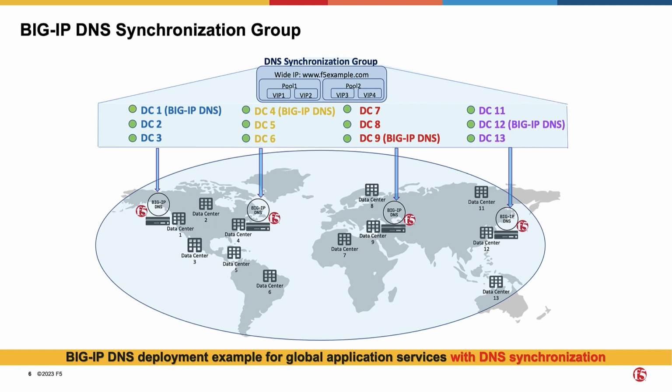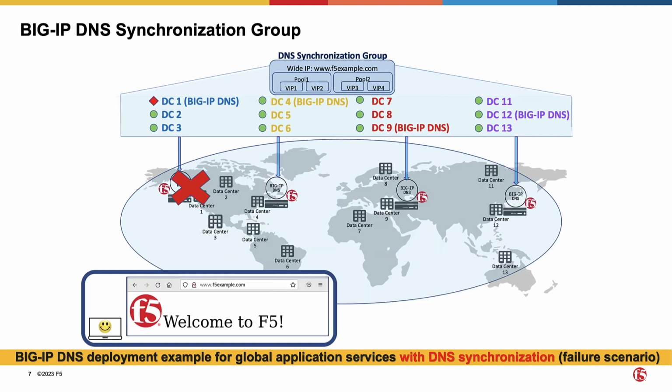Big IP DNS synchronization group, or sync group, is a collection of Big IP DNS that have synchronized configuration settings and metrics information. Big IP DNS that are in the same sync group work together to monitor the availability and performance of global resources and use that information to manage network traffic patterns.